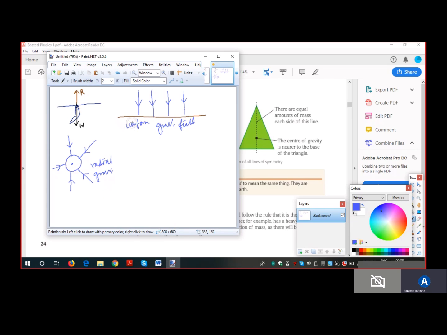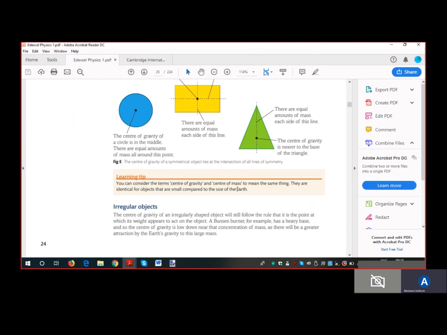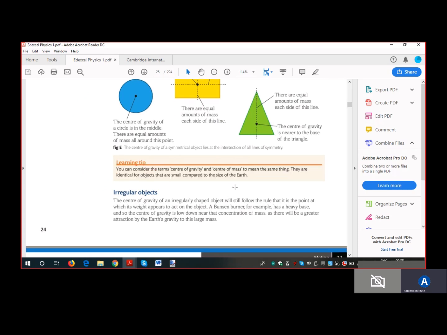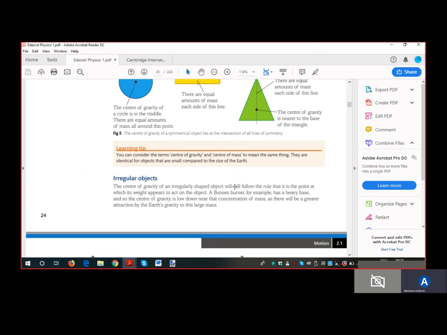So here we have a uniform gravitational field, where the lines are parallel to each other. Here we have a radial gravitational field. But since we are talking about small parts of the earth, objects very close to the earth, they are in a uniform gravitational field. And since they are in a uniform gravitational field, the center of gravity and the center of mass for the object will be at the same point. But if it's in a radial gravitational field, it would not be the same. But in this syllabus we can assume that they are at the same point.